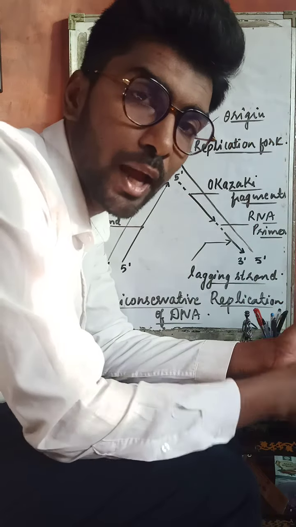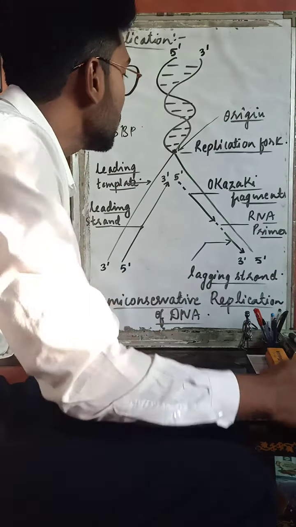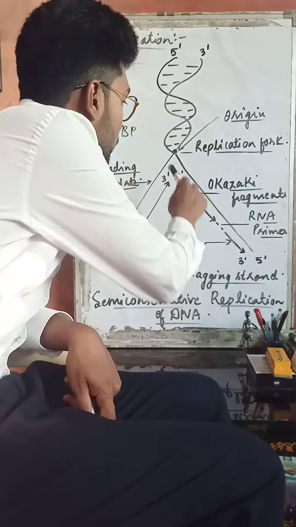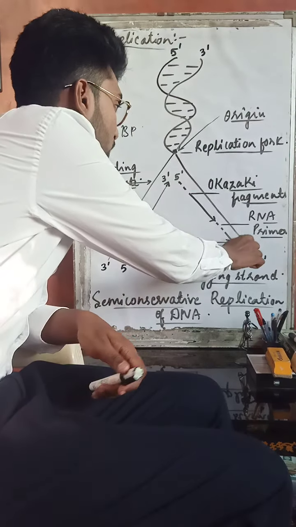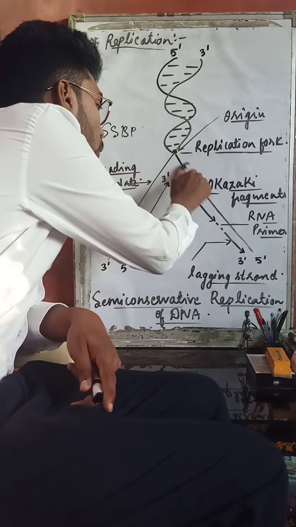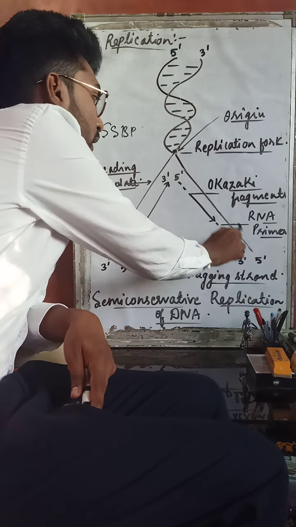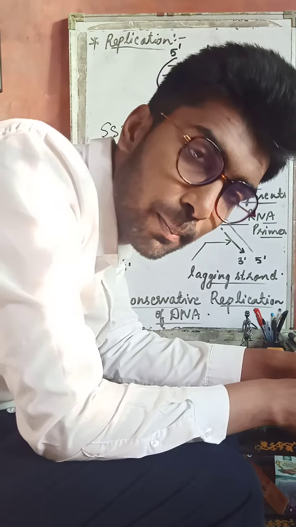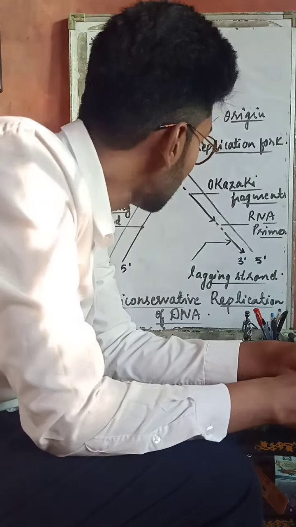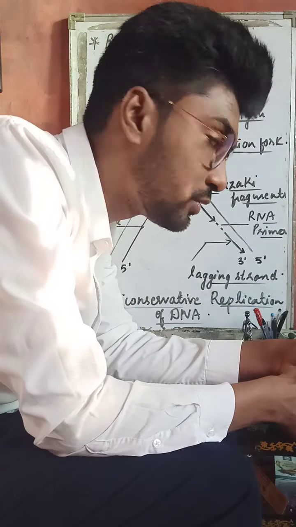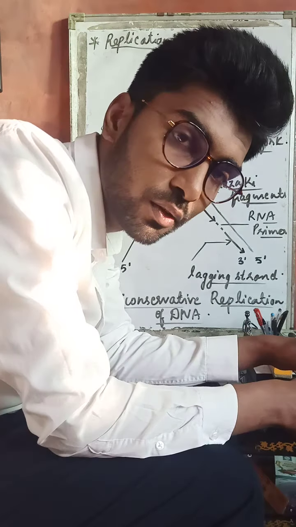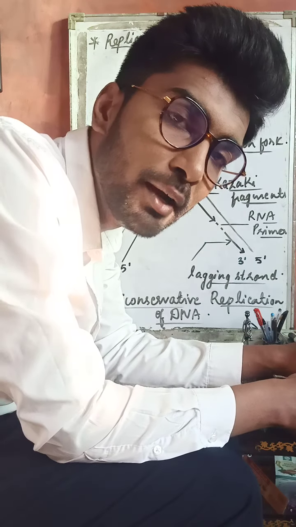Now, fifth step, replicating fork. You can see once the unwinding of a DNA molecule takes place, the two strands start separating from each other and it looks like a Y-shaped structure. It looks like a Y-shaped structure, so it is generally called the replicating fork. Okay. Now, sixth step says formation of a complementary strand, right? Formation of the complementary strand.